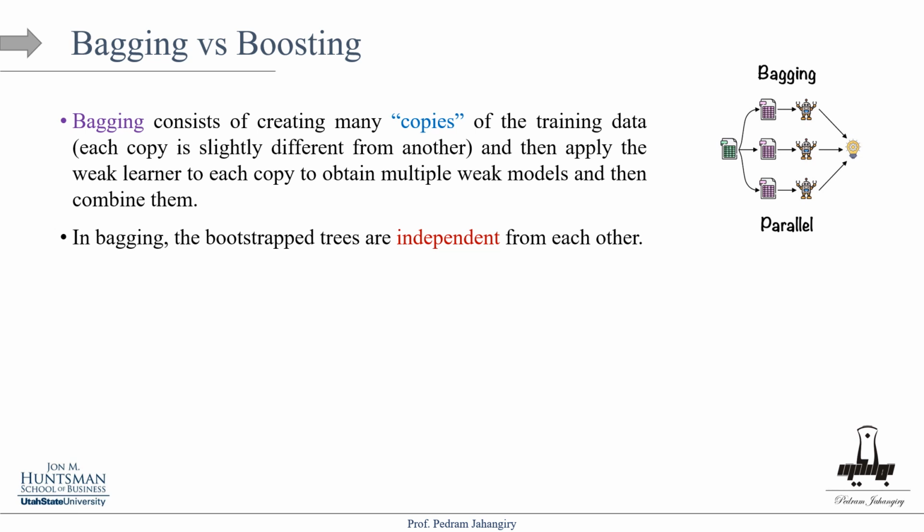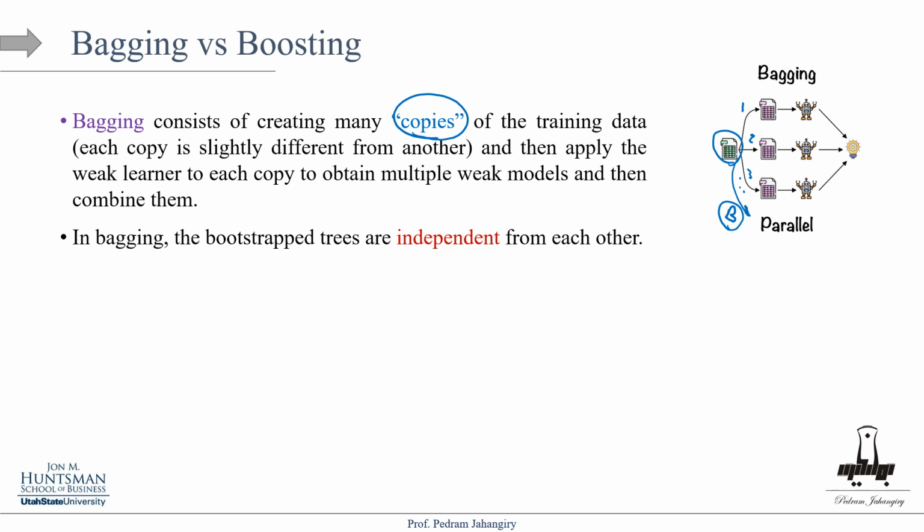As a reminder, what is bagging? Bagging consists of creating many copies of the same training data. So this is your train data, and we're going to make multiple copies. This is copy number 1, number 2, number 3, and we can have capital letter B of these copies. This is the number of bootstraps, right? The number of trees that you can make. And each copy is slightly different from another.